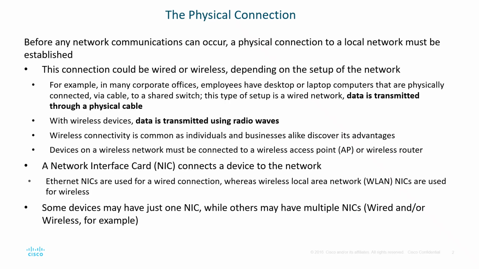A network interface card connects the device to the network. Ethernet NICs are used for wired connections, whereas wireless local area network cards, or WLAN NICs, are used for wireless. Some devices may have just one NIC, while others may have multiple NICs, wired and/or wireless. In today's networks, most devices come with both already embedded on the motherboard.